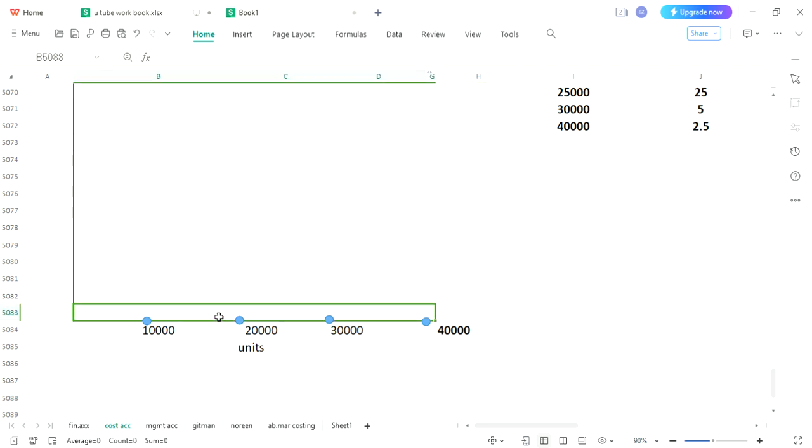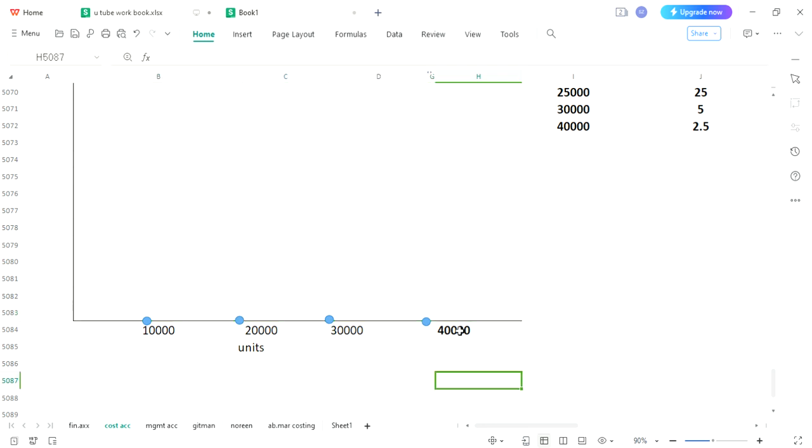Let's put a line over here as well. Kindly consider that these amounts are written under these points. In Excel, it is a little tricky. So I have written 30,000 for this point, 40,000 for this point, and when you will be drawing this graph on your copy, you will write exactly under this point 20,000.